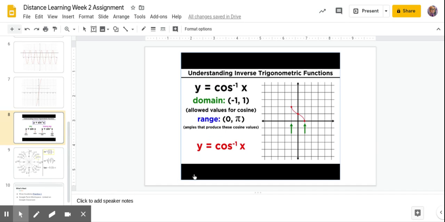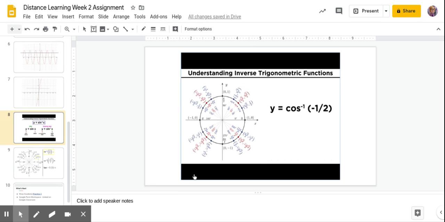As we would expect, the domain is -1 to 1, and the range is 0 to pi. What is the inverse cosine of -1/2? So we're going to find -1/2 on the unit circle, in this interval that gives a cosine value of -1/2. And if we remember the unit circle, we know that must be 2/3 pi.